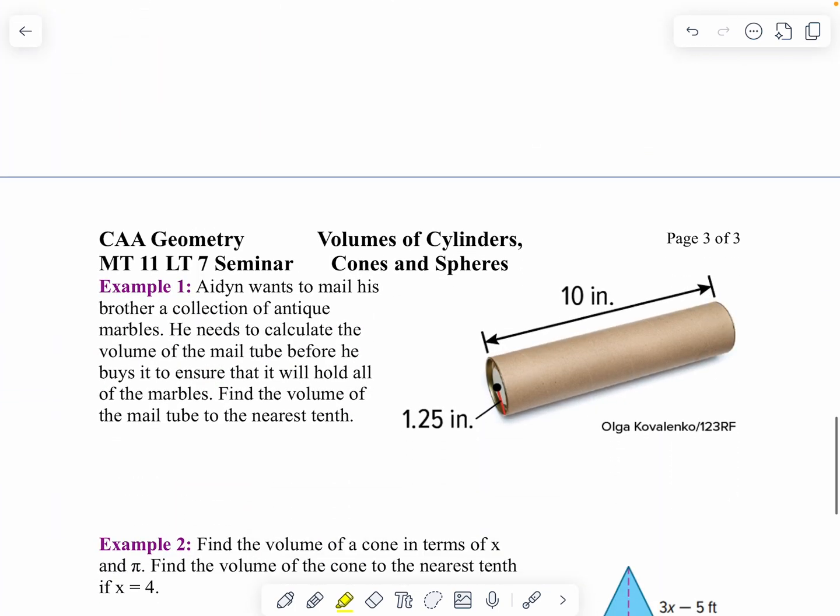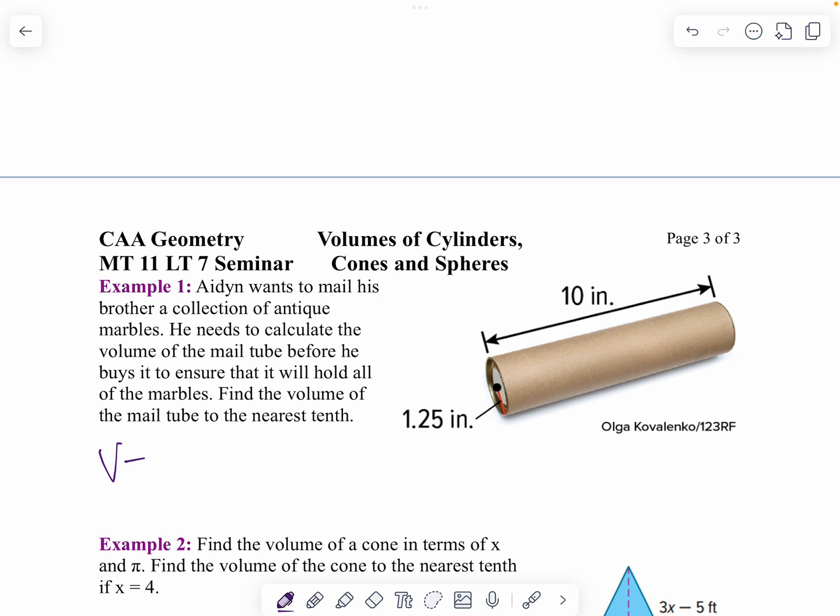And let's start here on example 1. Aiden wants to mail his brother a collection of antique marbles. He needs to calculate the volume of the mail tube before he buys it to ensure that it will hold all the marbles. He doesn't want to lose any of his marbles. I want you to find the volume of the tube to the nearest tenth.